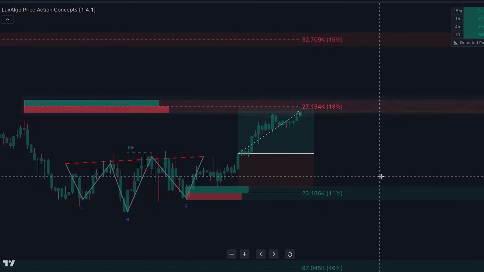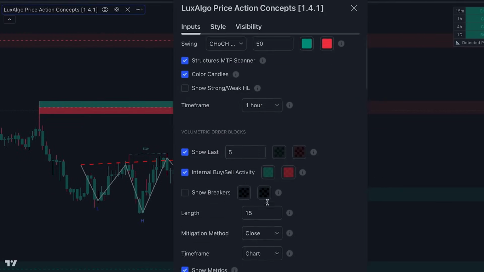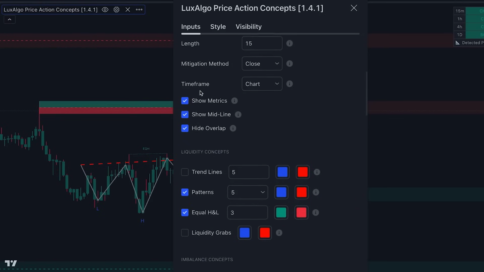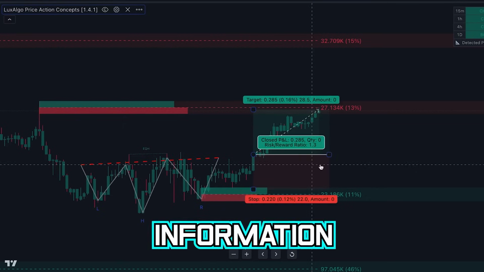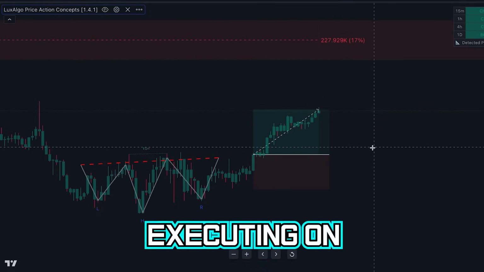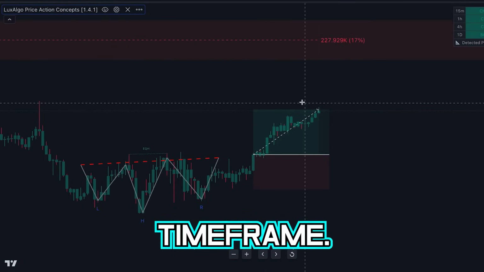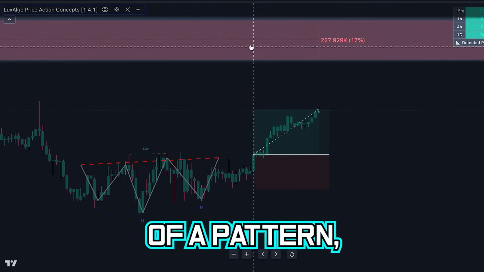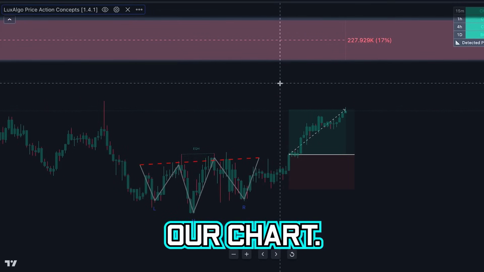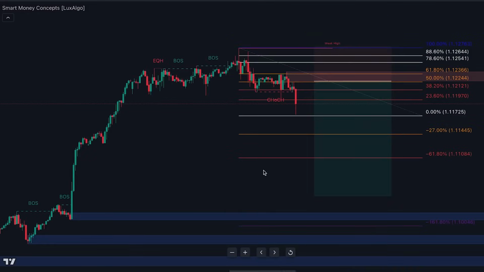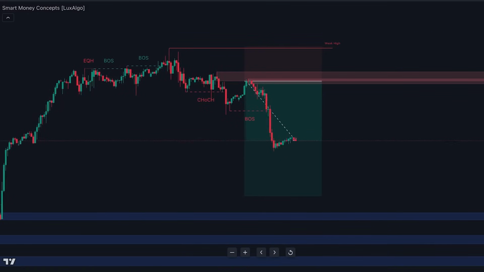We can also go into the settings and change the time frame that is being used to detect order blocks to the 1-hour time frame. This way we have even more information from a higher time frame when executing on a lower time frame. Now when price is breaking out of a pattern, we can also target a higher time frame order block without changing our chart. I hope you enjoyed this video on Smart Money Concepts.